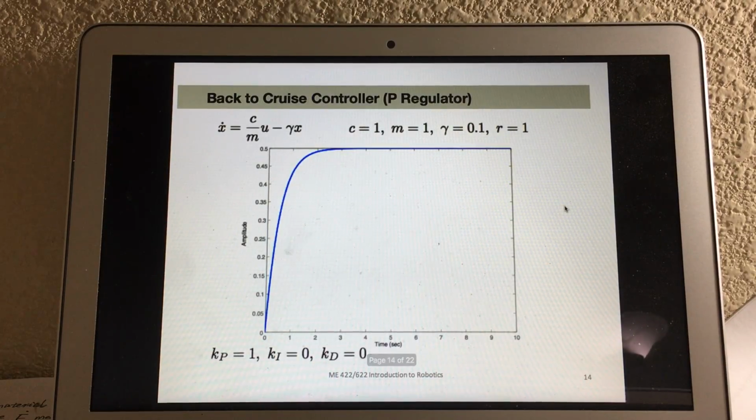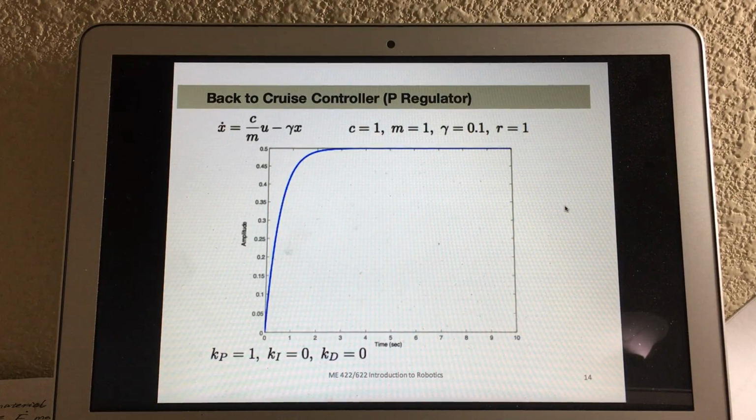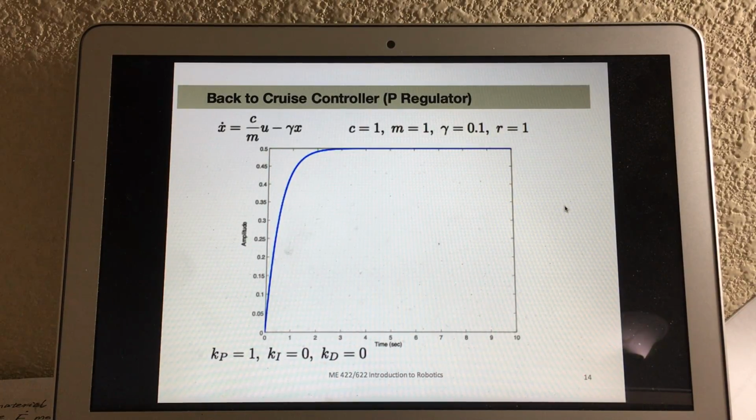Okay, here is, it's certainly some thought experiment. So, back to the cruise controller, the P regulator. I'm still using the PID, but at the bottom I'm setting both k_I and k_D equal to 0 and k_P equals 1. That means it's literally a proportional, a P regulator. Okay, and you see it's stabilized for this specific case.